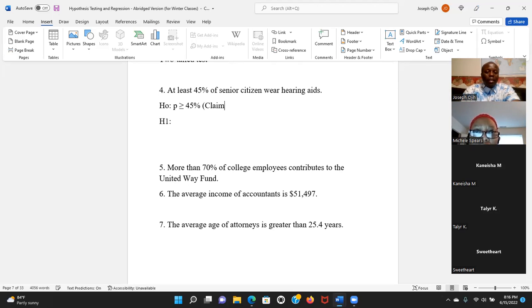The claim, we'll say, is "at least." Then the opposite is less than or equal to. But we cannot use less than or equal to on this side. You can only use less than. So you can use P less than 45%. Okay.